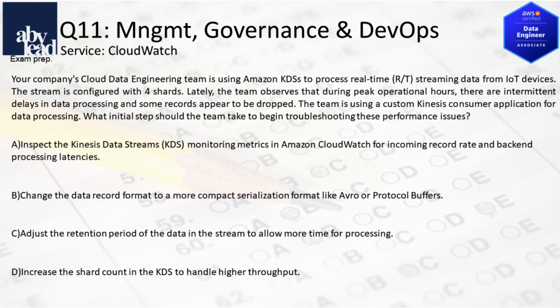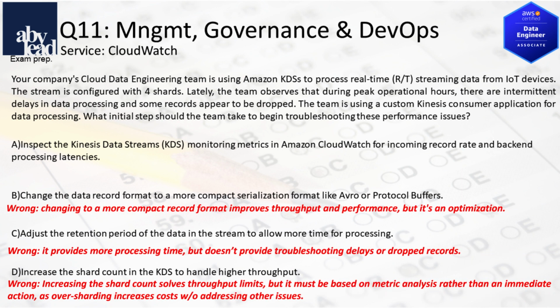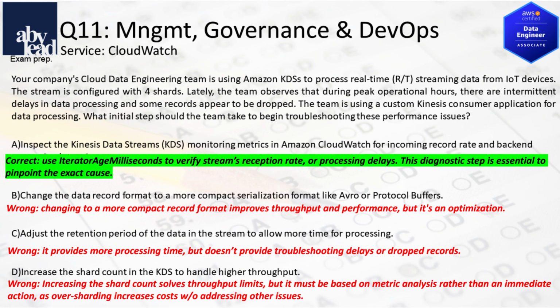Question 11. What is the first step to troubleshoot peak demand delays of a 4-sharded Kinesis data stream? Using a compact record format or changing the stream retention period both don't provide performance insights. Also, increasing the shards solves throughput limits. First you need to know the cause. Best is to verify the stream's reception rate or processing delays with the Kinesis iterator age milliseconds metric in CloudWatch.